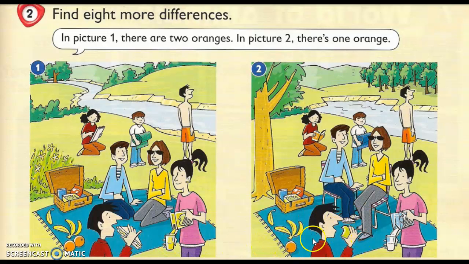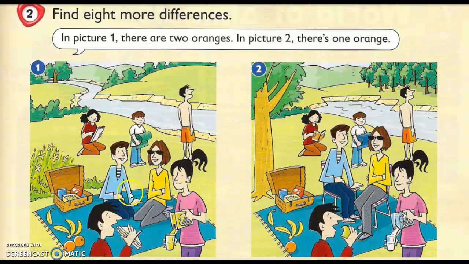Look, in picture 1, the boy in the red sweater is eating a sandwich. But in picture 2, the boy in the red sweater is eating an apple. In picture 1, the girl in a pink t-shirt is drinking apple juice. But in picture 2, the girl in the pink t-shirt is drinking milk.